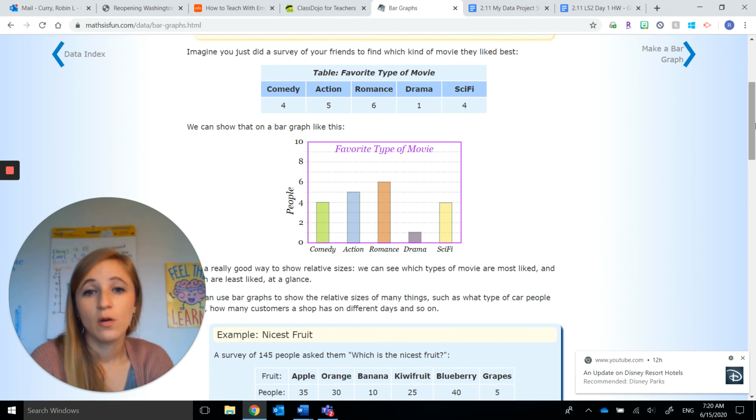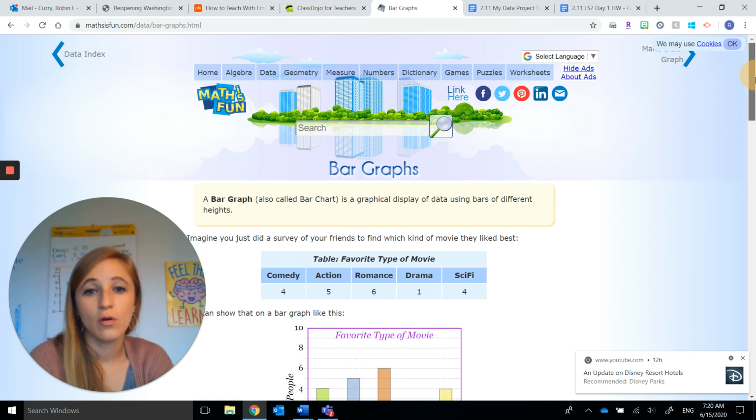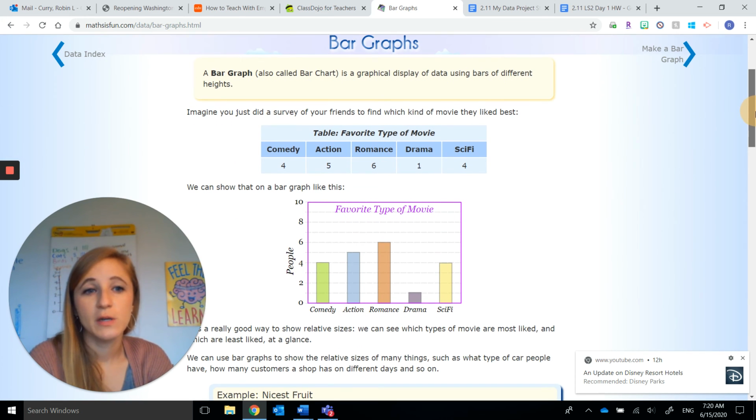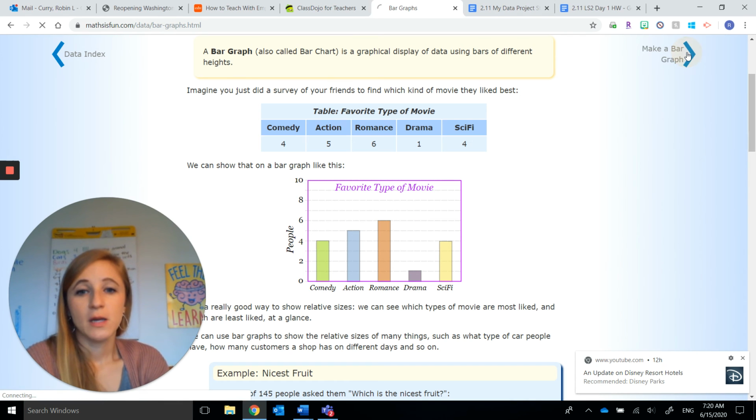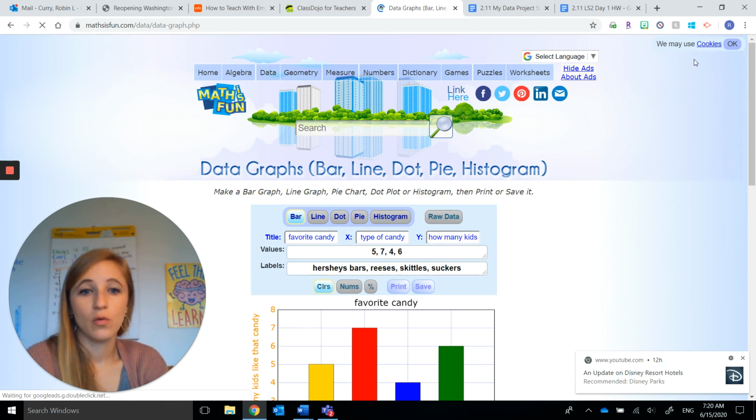Okay. Last thing I'm going to show you is there will be a link on the homework page for this website where you can make your own bar graphs again. So on this page, you see an example. This one is favorite type of movie. So this is kind of like what's in your homework. And you can see the number of people and the type of movie. Okay. On the next page, you can make your own bar graph.